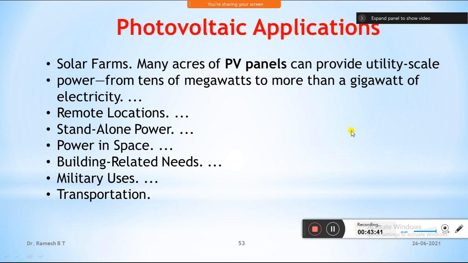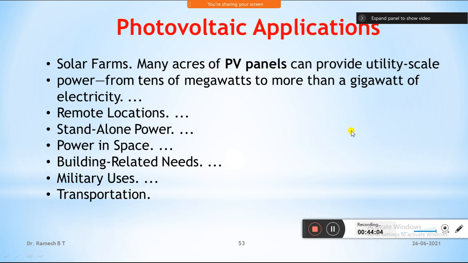And power in space, of course: satellites generate their power with the help of photovoltaic cells only. They use photovoltaic cells to operate the satellites. Then buildings and related needs: for house and building purposes, we can use this type of solar panels for the requirements of household appliances.